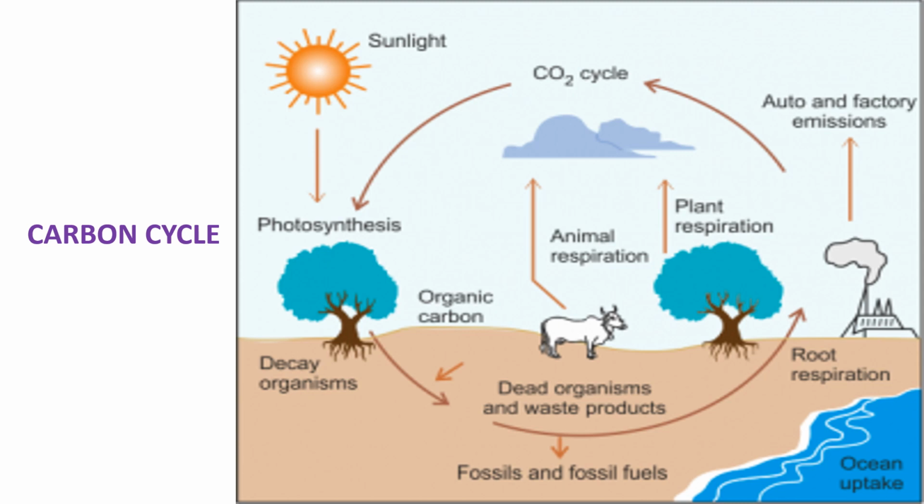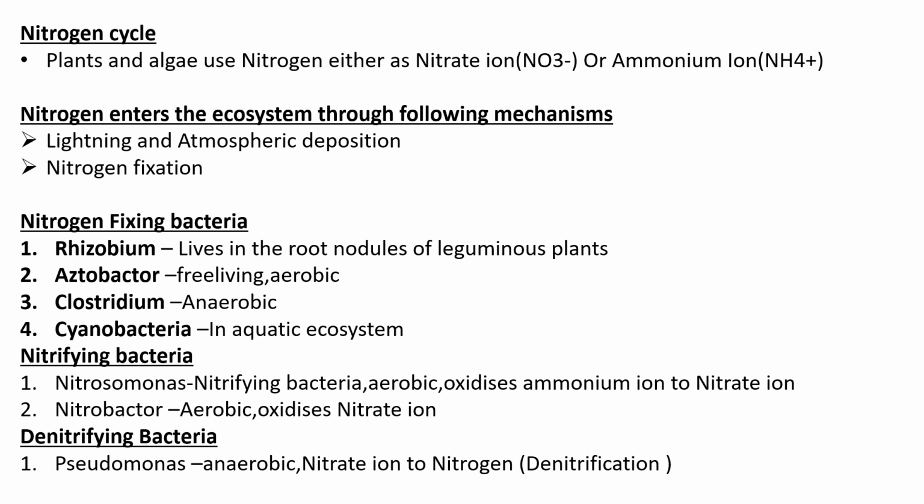Next is the nitrogen cycle. As you know, nitrogen is the most abundant gas present in the atmosphere, but plants and algae can only use it either as a nitrate or ammonium ion, but not in the atmospheric form. So, the atmospheric nitrogen enters the ecosystem through two different processes. One is lightning and the second is atmospheric deposition.